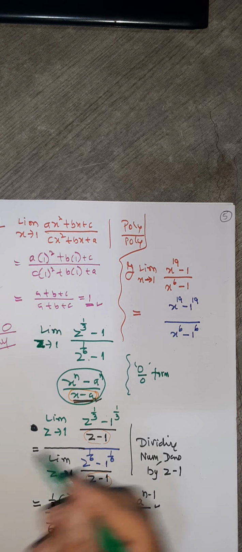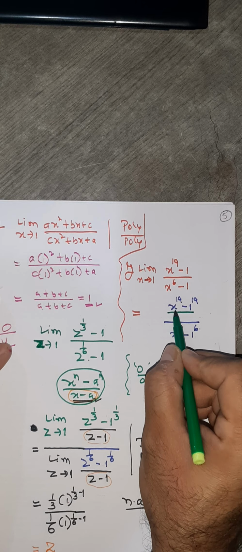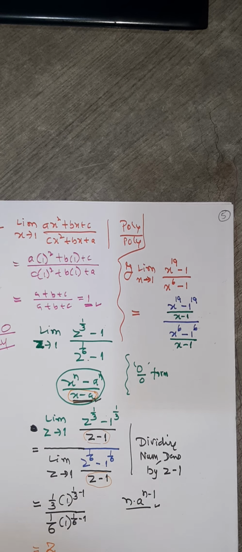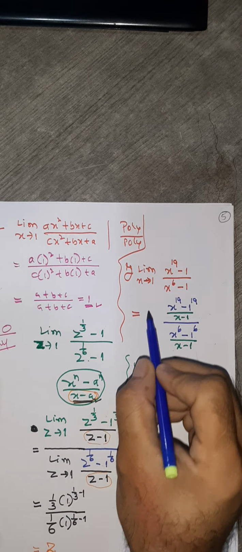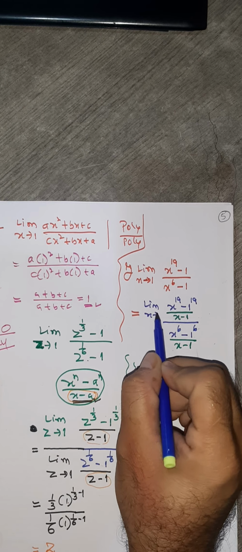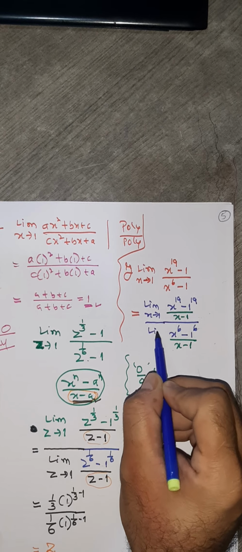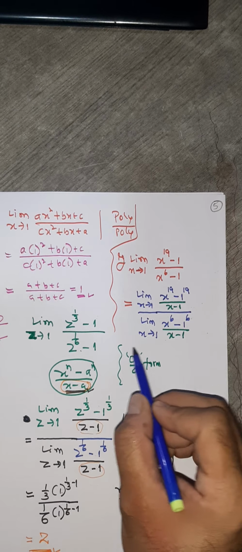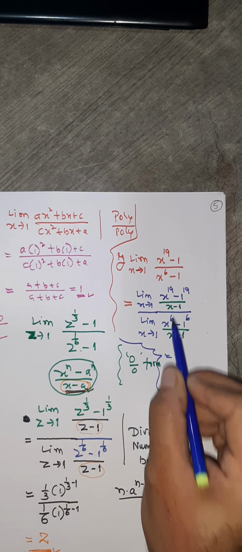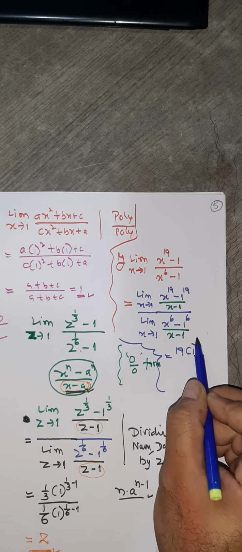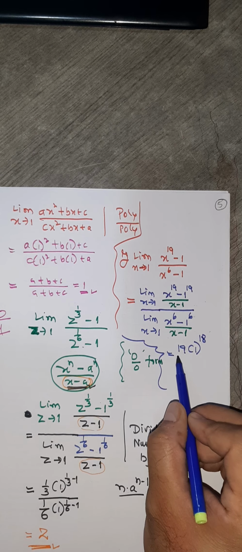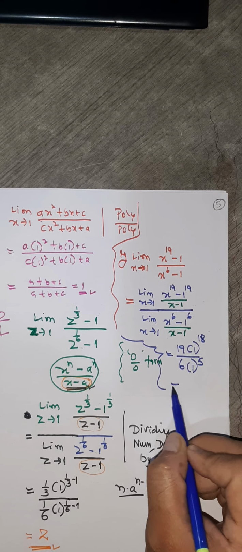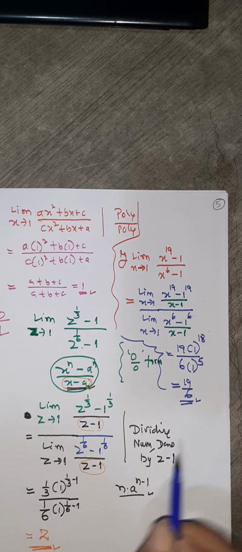Then what should be done? Without powers, you must have the expression. So I must have without powers x minus 1, without powers x minus 1, and apply the limits to the numerator. This is the last working rule, and the limits to the denominator. Fine. Now, what about the answer to this one? You know it is 19 times 1 raised to 1 less power, which is 18, upon 6 into 1 raised to 1 less power, which is 5. These both will be 1, so it is just 19 by 6.